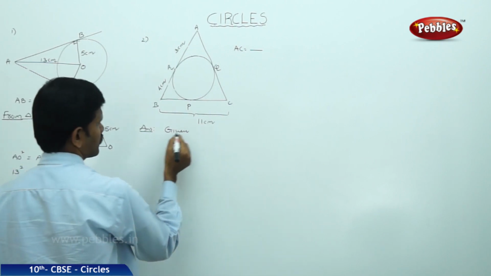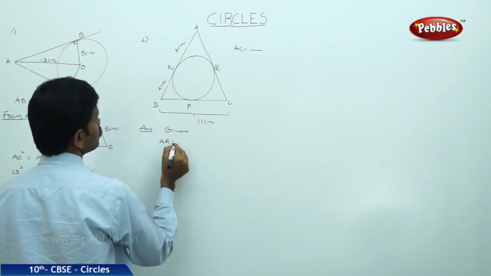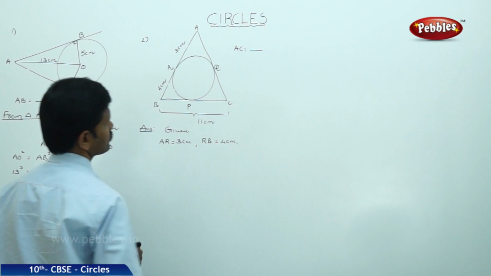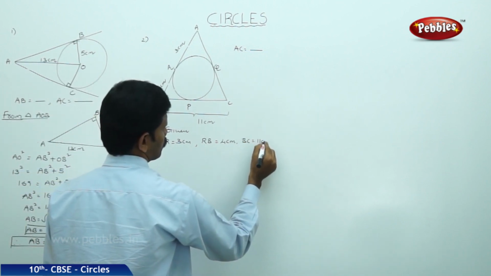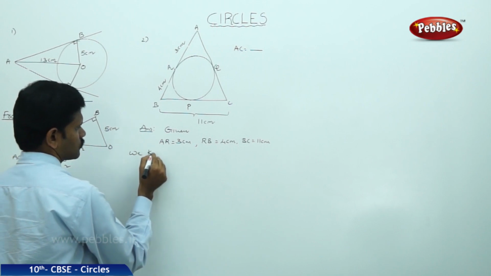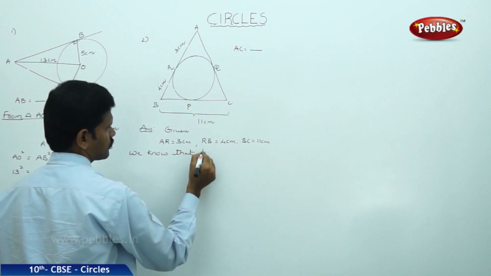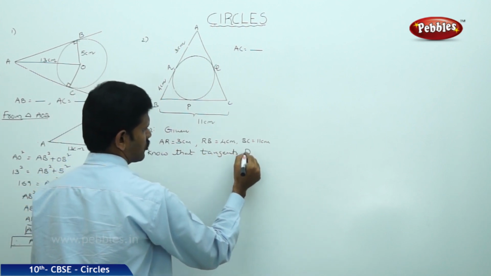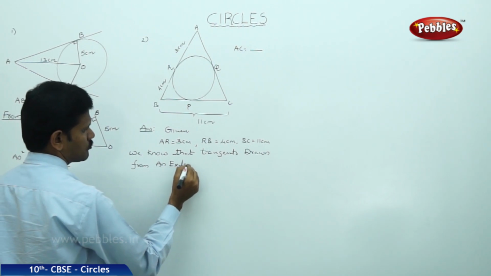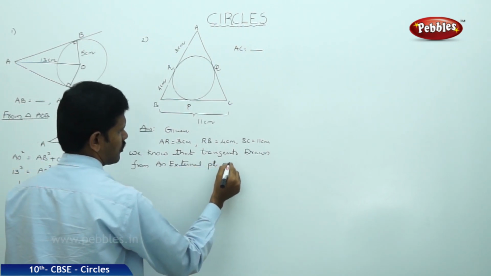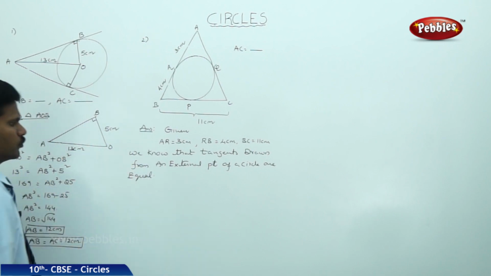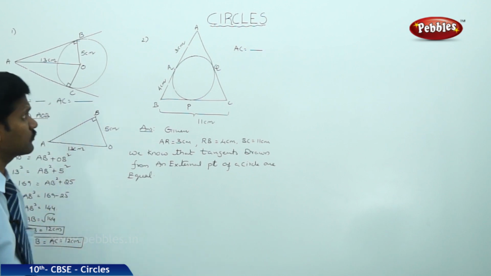Given AR is equal to 3 centimeters, RB is equal to 4 centimeters and BC is equal to 11 centimeters. Now we know that tangents drawn from an external point of a circle are equal.